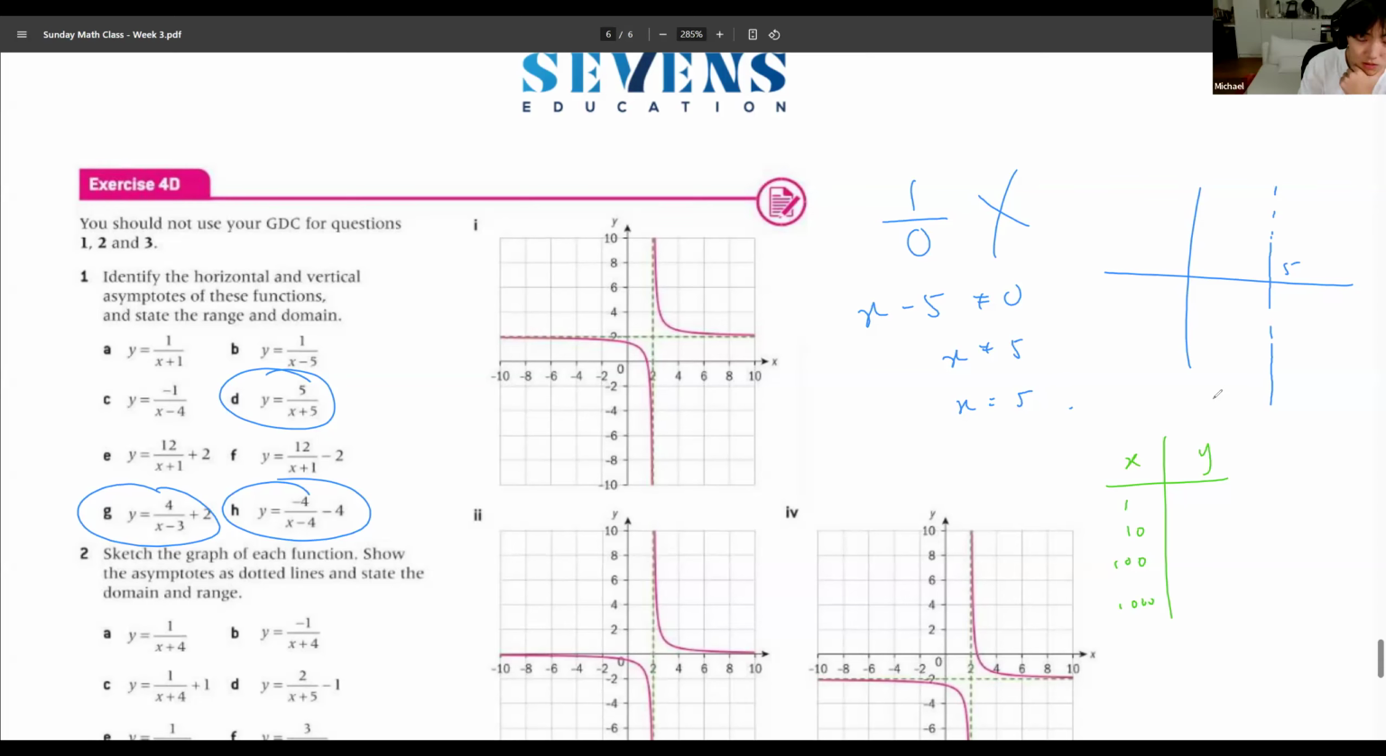Yeah. Just tell me what is y when x equals 1. Just as a fraction, it's fine. One over -4. Okay. What about 10? 1 over 5. Yeah, okay, keep going. 1 over 95. Keep going.